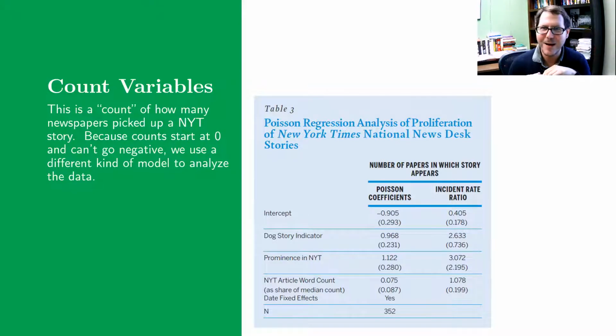That's not an intuitive way to think about this. The rule of thumb is if your coefficient, if your slope is twice what your standard error is, that's probably a statistically significant relationship. And so I can sort of eyeball that and say, well, the dog catcher story indicator is statistically significant, and the prominence in the New York Times is statistically significant, but the word count is not.